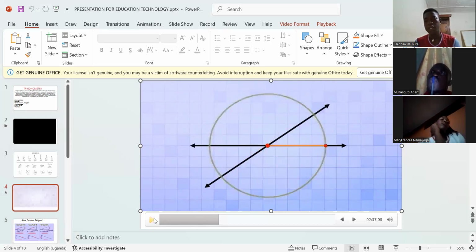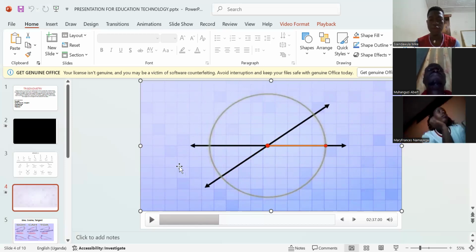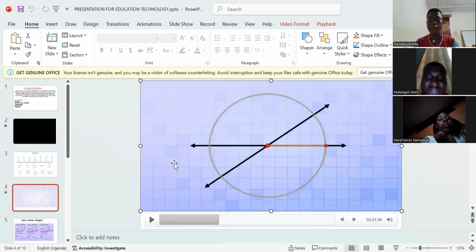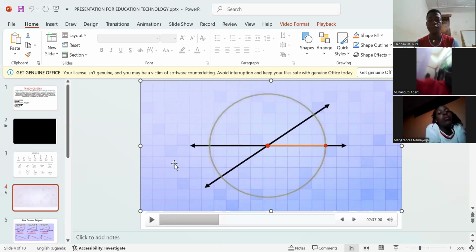Okay, so that is a brief introduction about angles and maybe to highlight what the video had. Angles are formed from lines. So if the lines intersect, we can form angles. But if at any point the lines are parallel, we cannot obtain any angle. So angles are formed at the point of intersection.